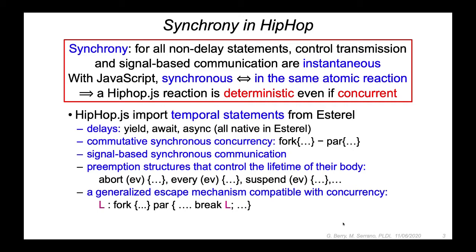The delays are the same as in JavaScript, they were all native in STRL. It imports commutative synchronous concurrency, which will greatly simplify programming, signal-based synchronous communication between concurrent parts, and preemption structures that control the lifetime of their body in a very fine way. And this will be central to reduce complexity in reactive programming. Abort, every, suspend, and so on.